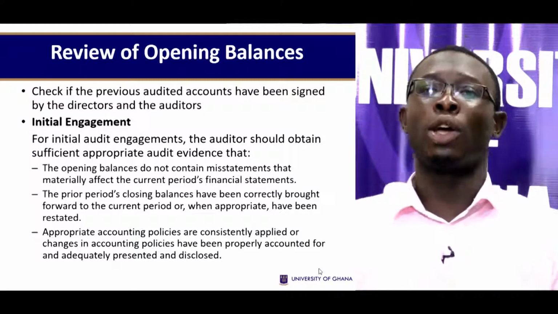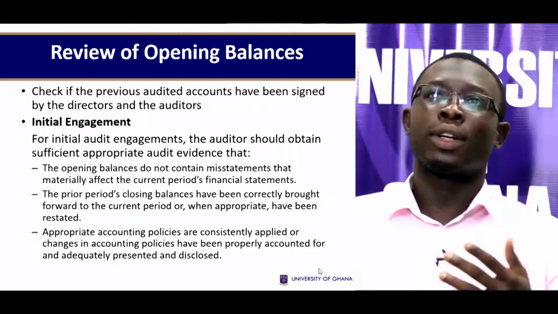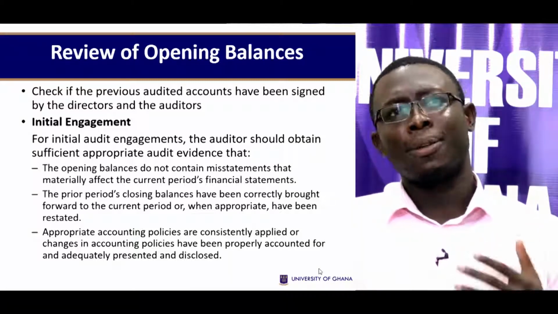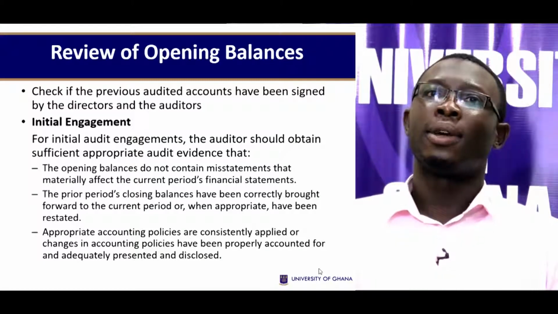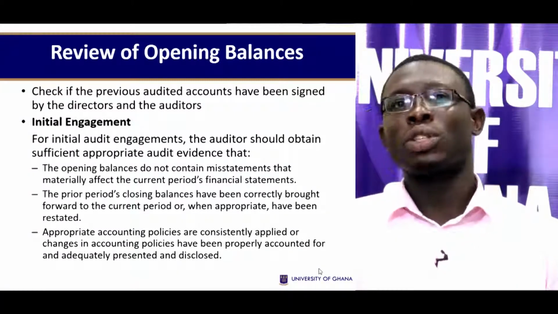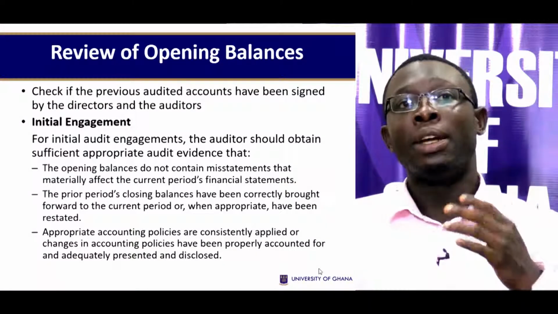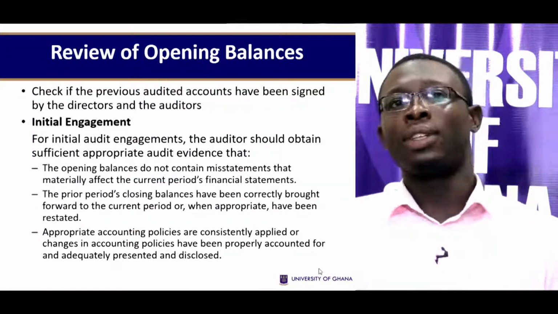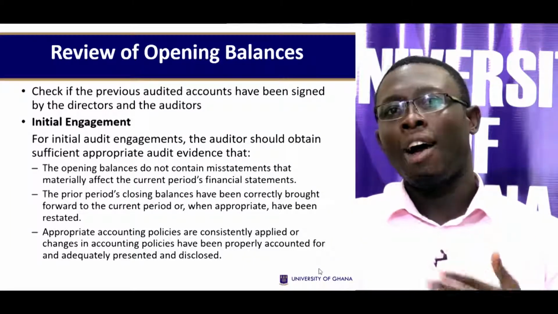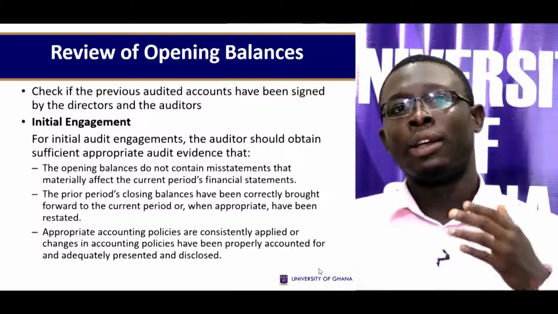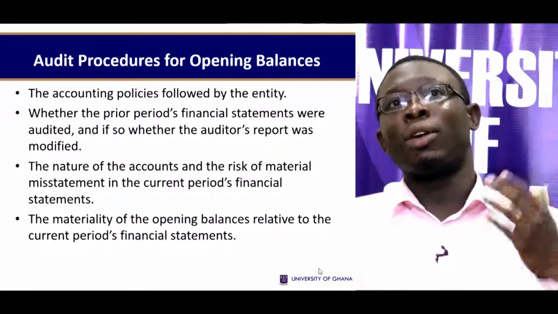So what are the initial issues the auditor should pay attention to when reviewing opening balances? For an initial audit engagement, the auditor should obtain sufficient appropriate audit evidence that the opening balances do not contain misstatements that materially affect the current period's financial statement, that prior period's closing balances have been correctly brought forward to the current period, or when appropriate, have been restated. Appropriate accounting policies are consistently applied, or changes in accounting policies have been properly accounted for and adequately presented and disclosed.